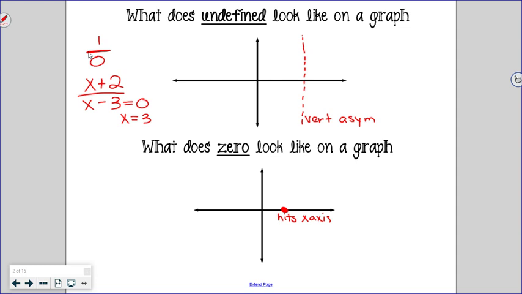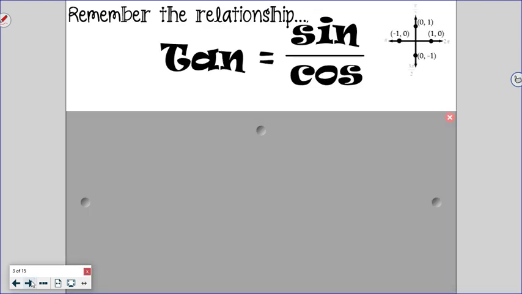Kind of combining those ideas today, and thinking about fractions and when they are 0 and when they are undefined is what builds our tangent and cotangent graphs. So what we're going to do is think of tangent and cotangent as fractions in terms of sines and cosines. We already know this from thinking through our unit circle values that tangent is your sine value over your cosine value, right?